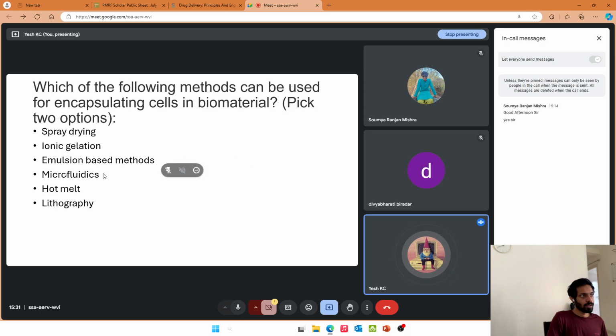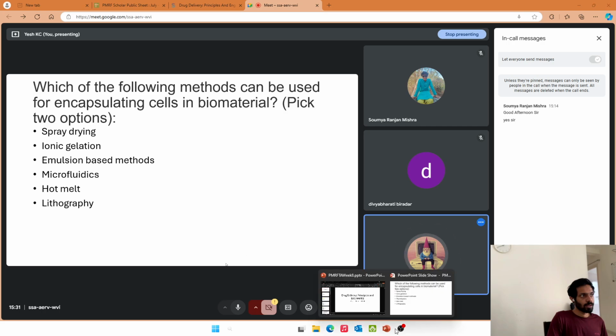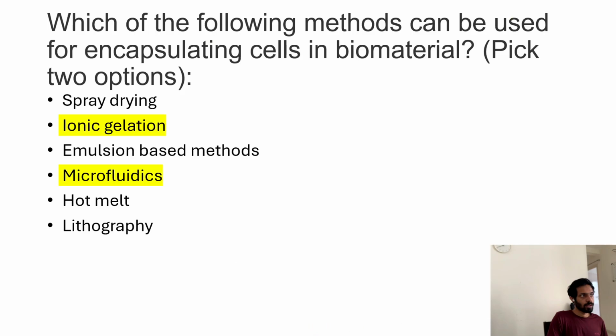So microfluidics is another option that you can use to encapsulate these cells. Microfluidics is more or less like an emulsion based method but on a much smaller micro scale. What happens is you have two taps. From one tap cells are coming out, from the other tap your polymer is coming out, and you release them both at the same time and they both mix and your cells get into the polymer. Essentially, you're letting your cells flow into the polymer.